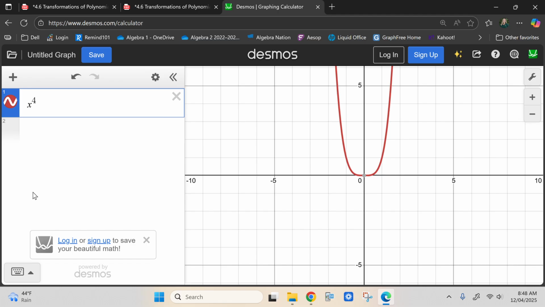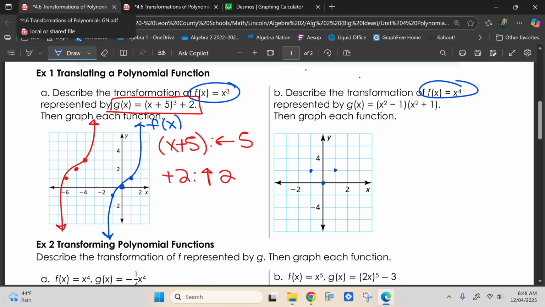So there's my x to the power of 4. So when I graph it, I'm going to make sure I show that it's kind of flat right here. Something like that. That works.